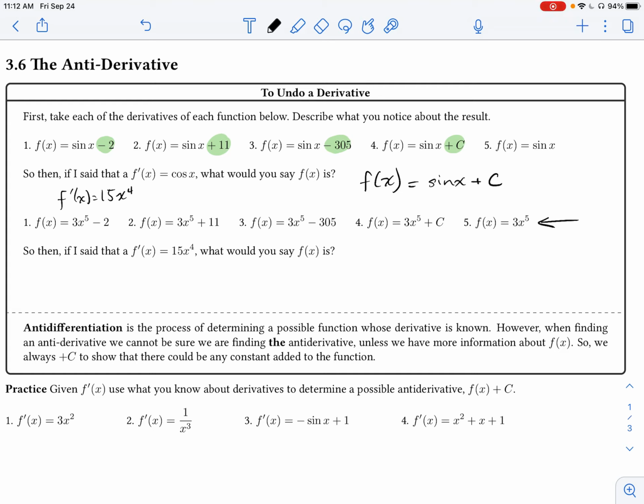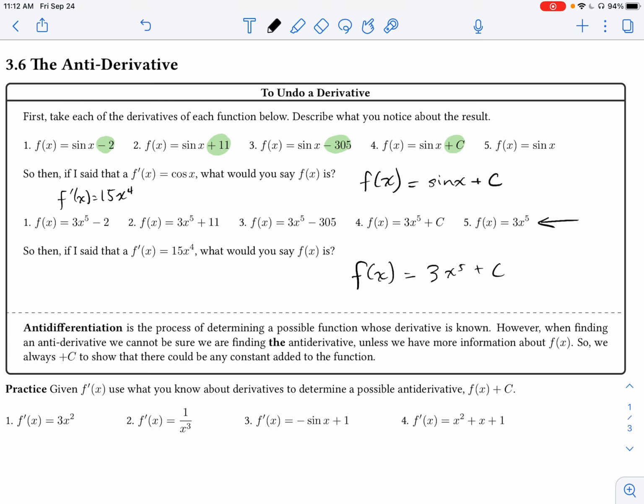Again, I'm not going to belabor this too much. You get the idea. As we go along, the derivative of all of these functions, despite the different constants, is always 15x to the 4th. So then if I gave you that derivative, what would you say that f of x is? F of x would have to then be, excuse me, not 15x to the 4th, 3x to the 5th, I apologize, 3x to the 5th plus some constant c.